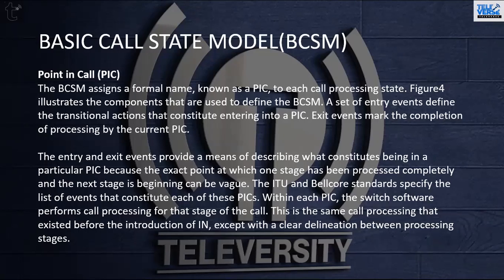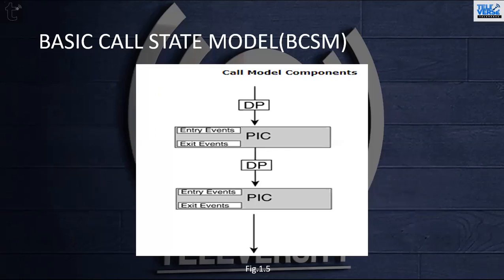I told you the BCSM is made up of PICs and DPs. DP stands for detection point. All right, so look at this diagram very well. We have a basic call state model. We have a DP and a PIC. DP, PIC. Basically, that is what it entails. The DP is a detection point. The PIC is a point in call, which is marked by entry and exit events.